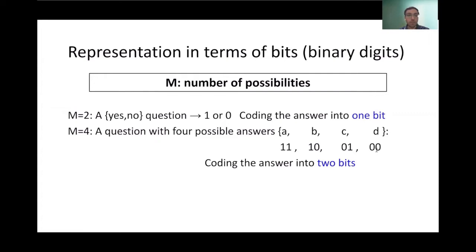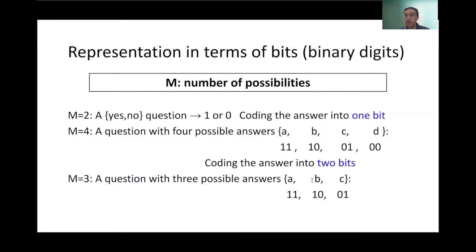And now if M is 3, you have 3 possible answers. You can still code it in 2 bits, but you cannot do it with 1 bit, because 1 bit gives you only 2 possibilities. So if M is 2, you need 1 bit. If M is 4, you need 2 bits. If M is 8, you can do it with 3 bits, because 3 bits gives you 8 possibilities. And in general, the number of bits you need is the ceiling of logarithm of M in base 2. This is the number of bits you need to store your answer.